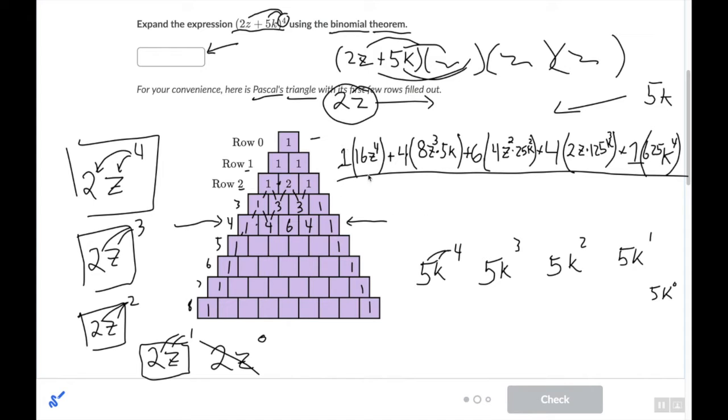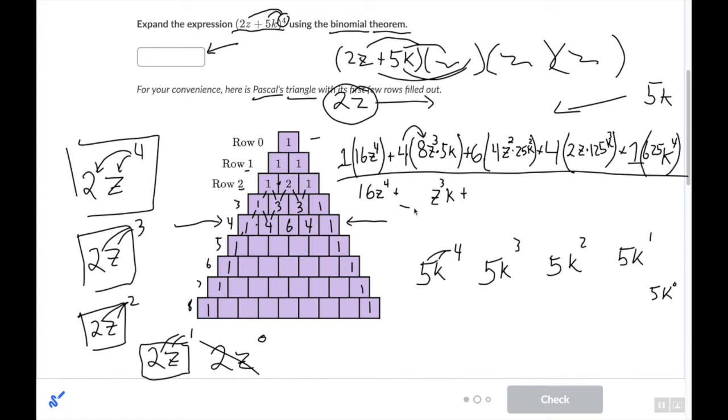All right, so we're going to take 1 and multiply by 16. Luckily that just makes 16 z to the 4th. And now we're going to have 4 times 8 times 5, and if you notice, we're going to have z cubed times k. So we might as well go ahead and put that there: z cubed k. And then we'll get ready for the next term.